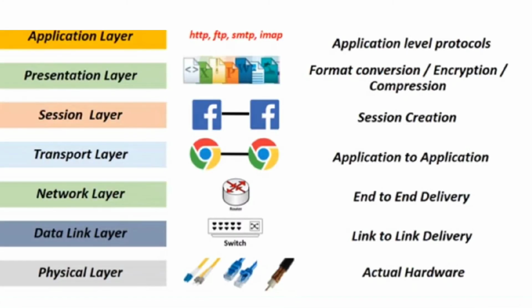This is the summary of the whole OSI model. We start at the bottom. The physical layer is the hardware or the transmission media. The data link layer is responsible for link-to-link delivery, that is delivered inside the LAN. The device used here is a switch. The third layer, the network layer, is responsible for end-to-end delivery of the message, that is from the very initial source to the very last destination. The device used here is the router.